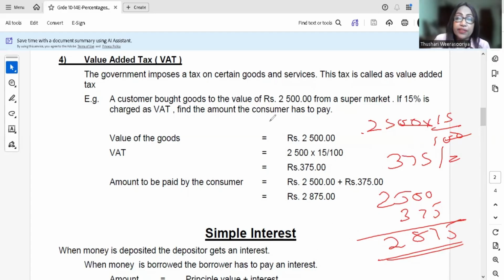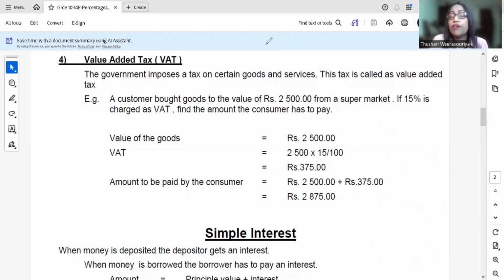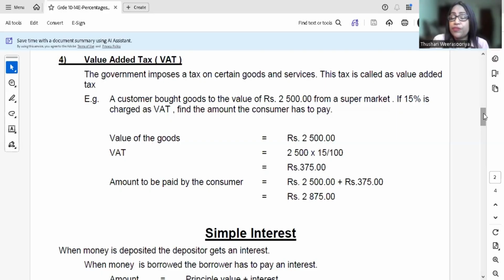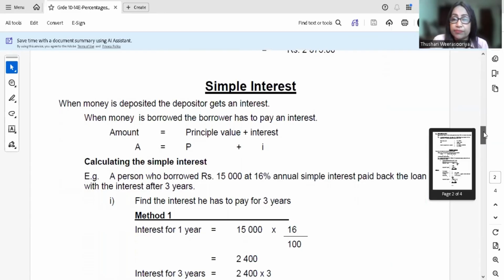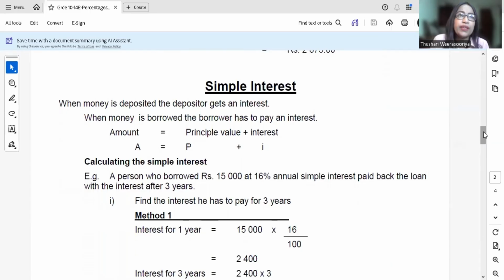I assume you can understand the 4 types of taxes. Now we'll go to the other part of this lesson. That is simple interest. What do you mean by simple interest? Interest means when you deposit in a bank, we get the interest because they are using our money. Sometimes we get a loan from the bank. Then they charge interest from us because we are using their money.